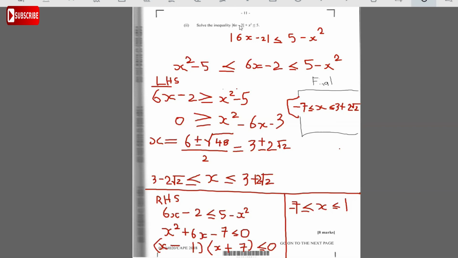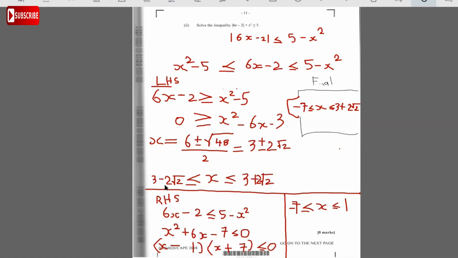So you can check it over here. Let's see, plugging in negative 6. You get 6 times negative 6 minus 2, that's 38, plus negative 6 squared. Well, negative 6 won't be right.